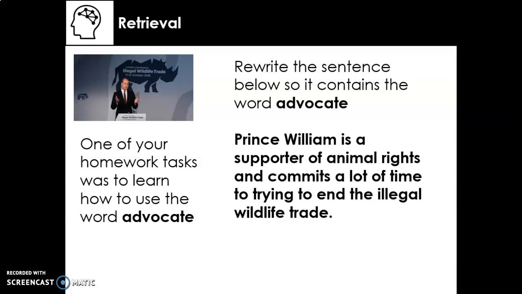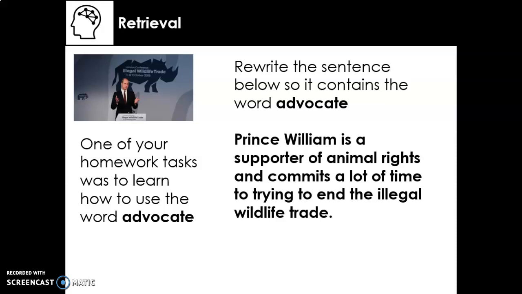Okay, so we've seen this word advocate before. So in a minute, we're going to rewrite this sentence. So it uses the word advocate. So it says here, rewrite the sentence below so it contains the word advocate. Prince William is a supporter of animal rights and commits a lot of time to trying to end the illegal wildlife trade. Now, guys, to stop you panicking if you can't remember this task, to advocate means that you fight on behalf of someone or something that cannot fight for themselves.